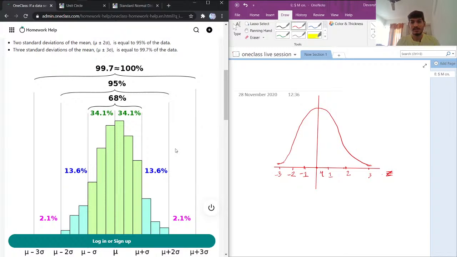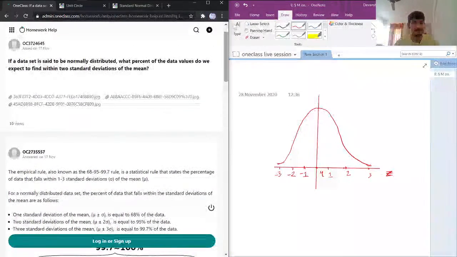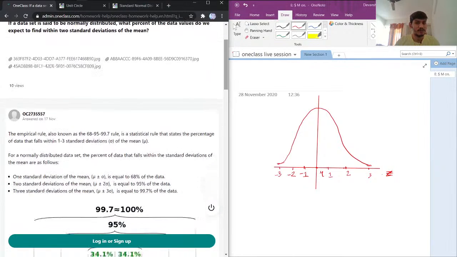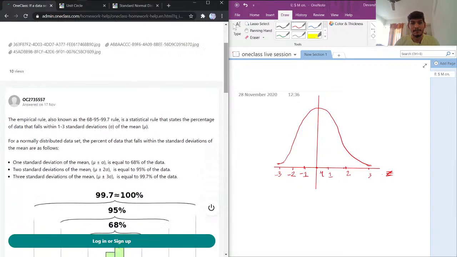As this is a normally distributed curve, whenever we want to find the probability, we usually find the area under the curve. The area under the curve gives us the probability for a continuous probability distribution. There are other distributions also, like Poisson and binomial. As the question states, we have to find the data within 2 standard deviations of the mean.